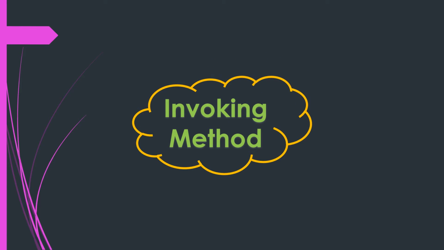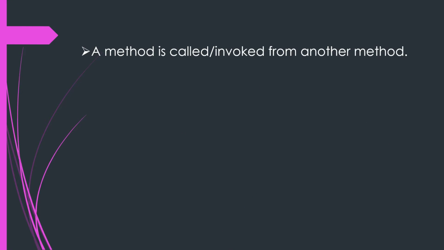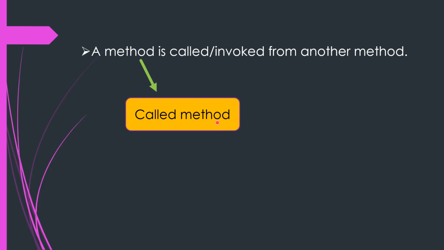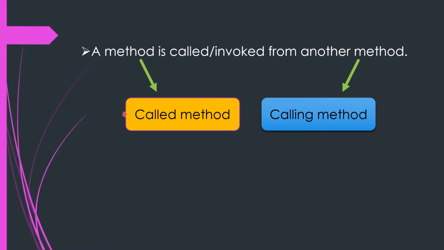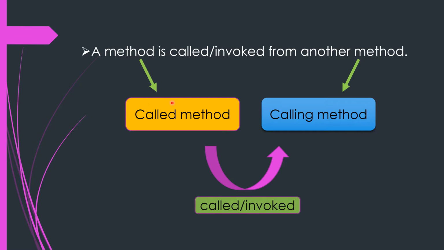So let us study about invoking method. A method is called or invoked from another method. Basically, the method which is called or invoked is known as the called method, and the method which is calling it is called the calling method. So the called method is invoked from the calling method.